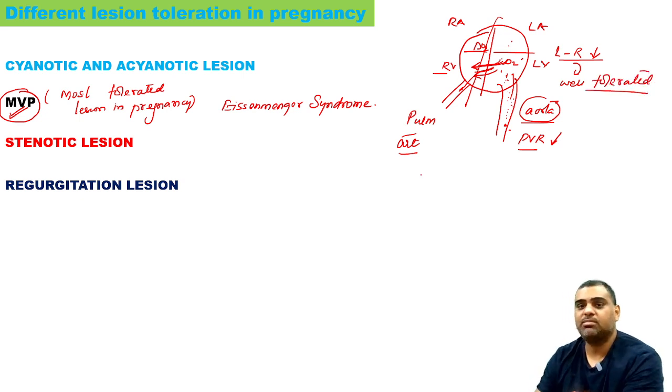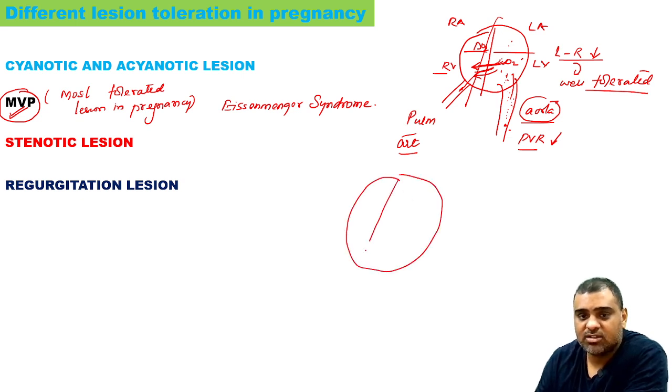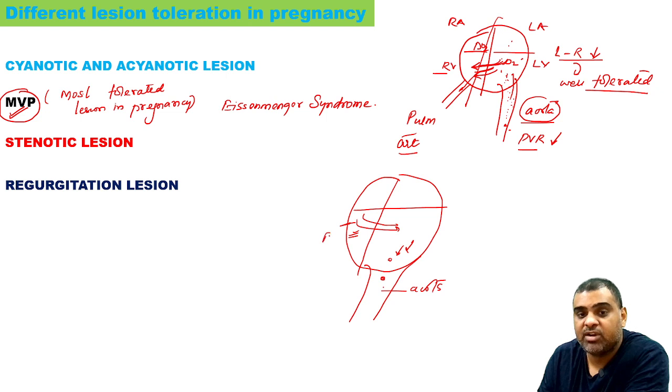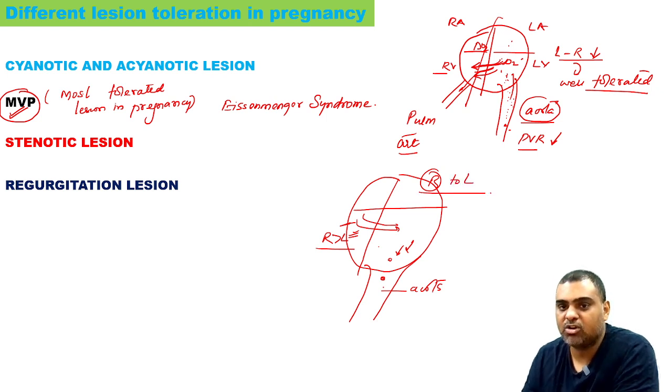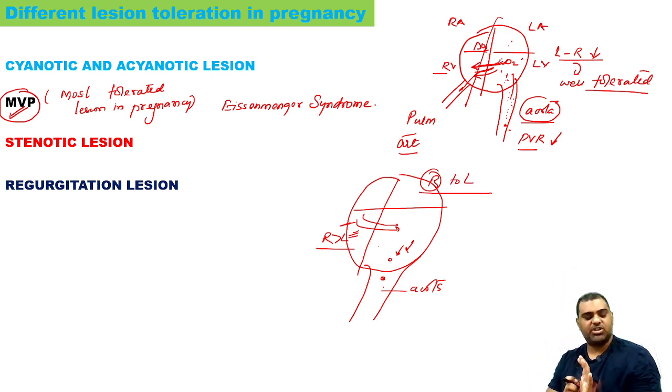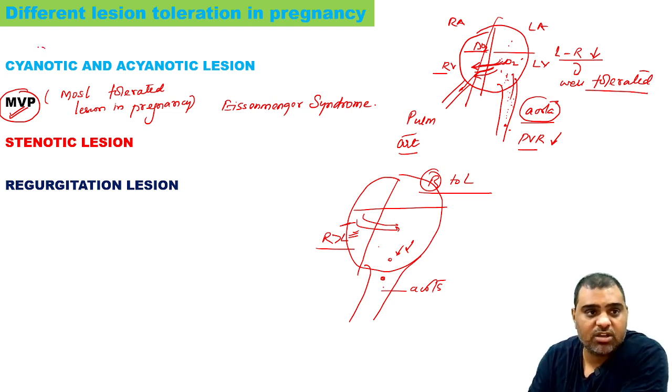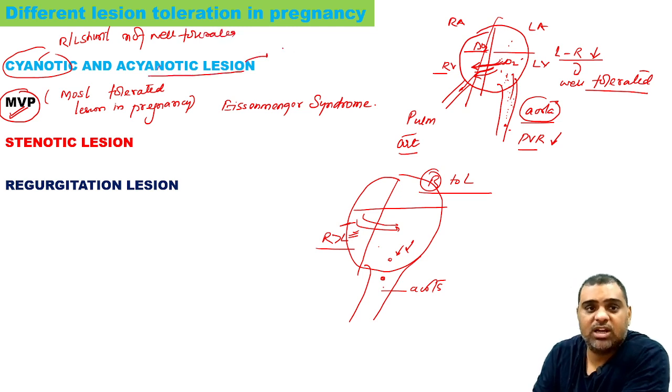Now in the same diagram, everything is the same. In right to left shunt, what will happen? This is the aorta, so there will be decreased pressure here. So right to left shunt will increase, because now the pressure on the right side will be more than the left side. That's why right to left shunts are not well tolerated, because the left side pressure decreases. Therefore the cyanotic, that is right to left shunts, are not well tolerated. And the acyanotic, that is left to right shunts, are well tolerated.